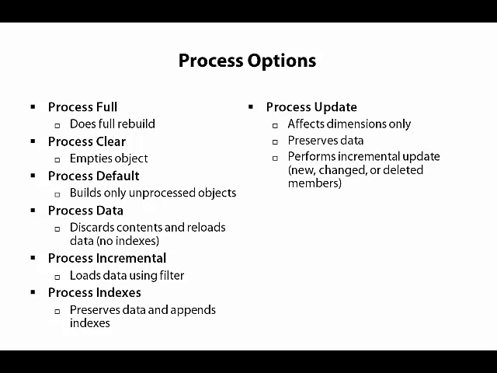Now with process update, if we have a rigid relationship type, then processing will fail if we try to move a member from one parent to another. But if we're just adding new members, processing should complete successfully. Speaking of new members, we have the process add option, which is applicable only to dimensions, and it's used when we have new members that we want to load into our dimension stores.